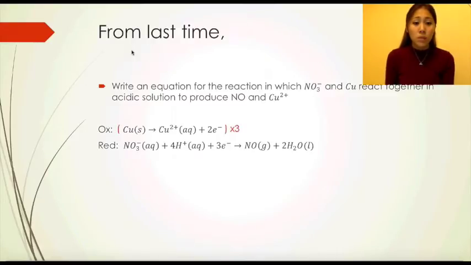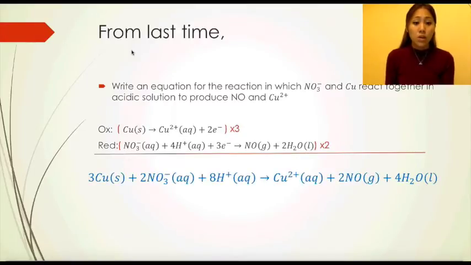We were able to multiply the oxidation half reaction by 3 and the reduction by 2 in order to equate the electrons both to 6 moles of electrons. That way, we were able to cancel out the electrons and produce an overall balanced reaction equation in blue.